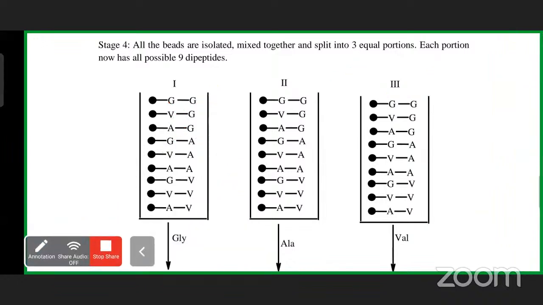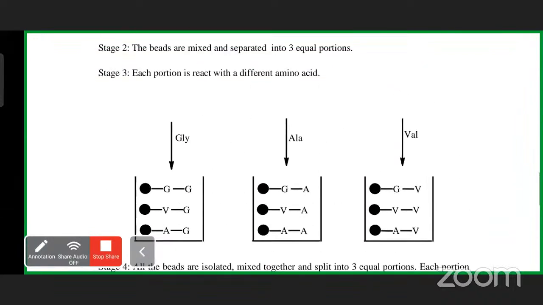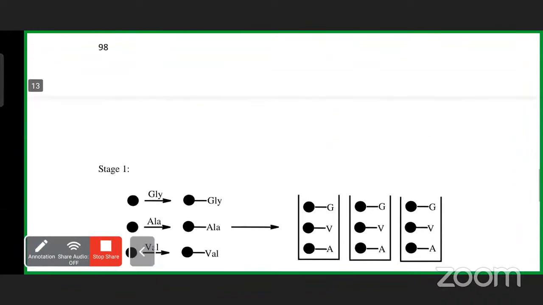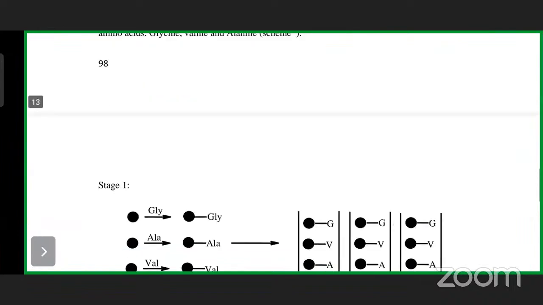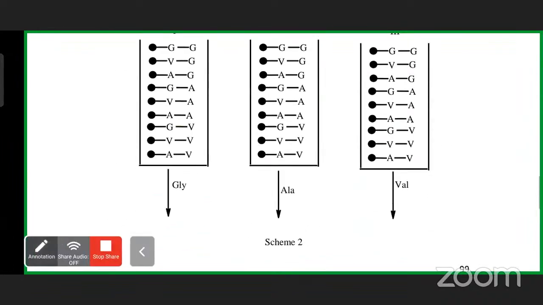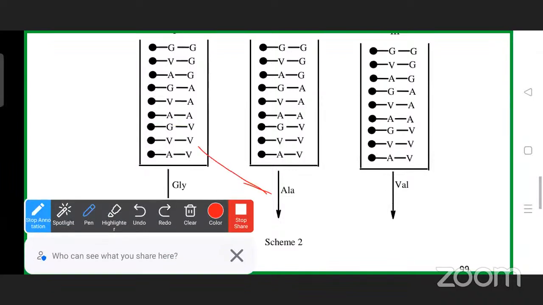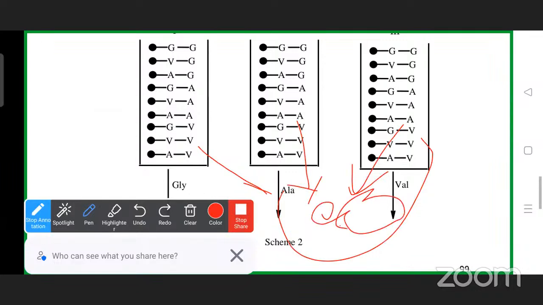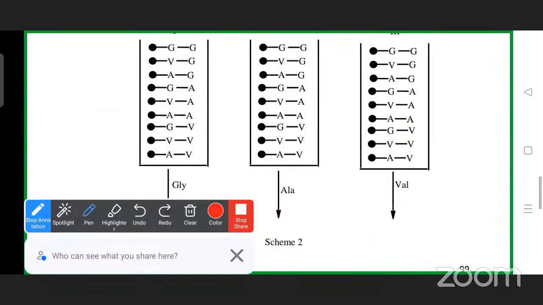And this method is called mix and split method, or Furka method. So mix and split means what we are doing here, we are mixing, right? So we are mixing all these 3 in one reaction vessel here, okay? And we are splitting, right? After taking this, we are splitting in 3 reaction vessels. That's why it is called the mix and split, right?